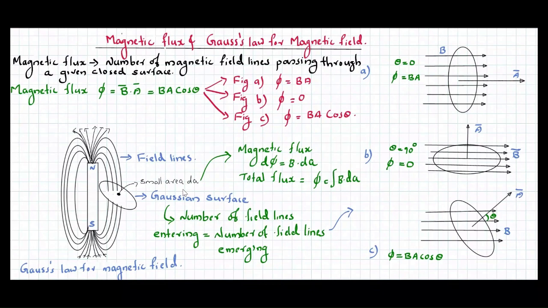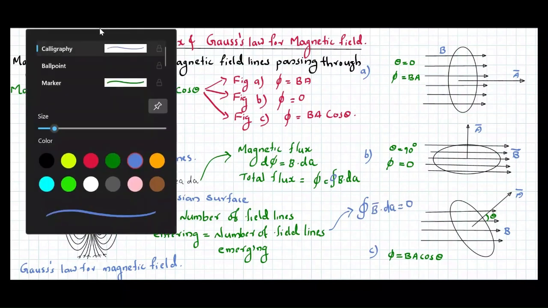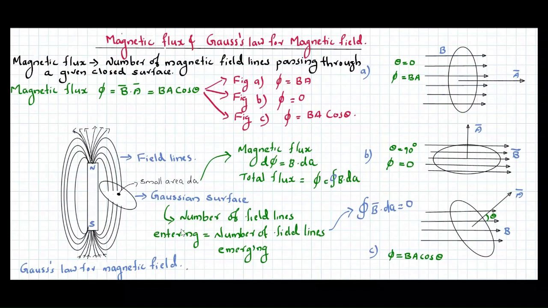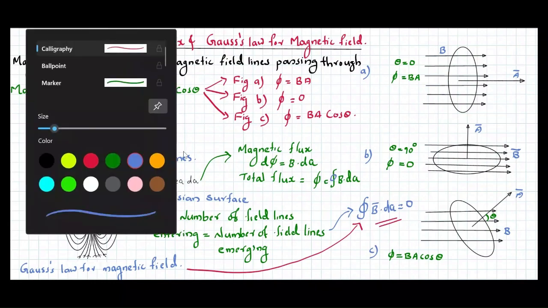Now from the figure, you can see that the number of field lines entering and leaving the Gaussian surface are equal. The net magnetic flux through the closed surface, that is the net magnetic flux through the Gaussian surface, is 0. Hence, closed integral B dot dA equal to 0. This is called the Gauss's law for magnetic field.